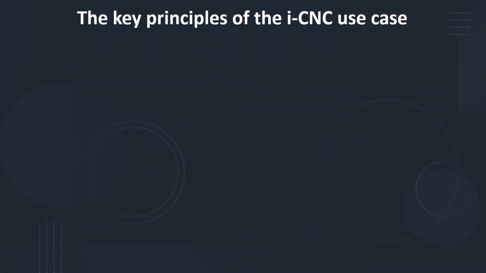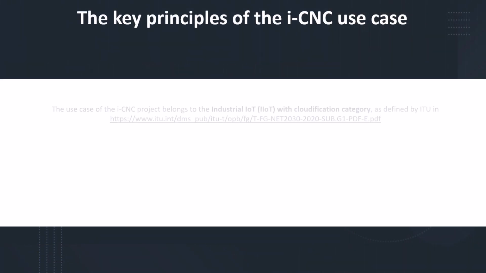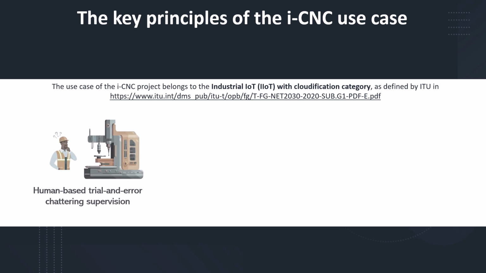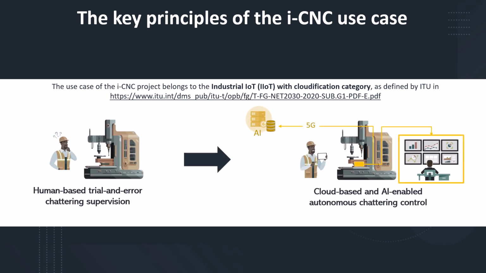The i-CNC use case belongs to the Industrial IoT with Cloudification category, as defined by ITU. The use case focuses on transforming the current CNC machining paradigm by addressing the chatter problem through an end-to-end solution that replaces traditional trial-and-error chatter supervision with a cloud-based and AI-enabled autonomous system.